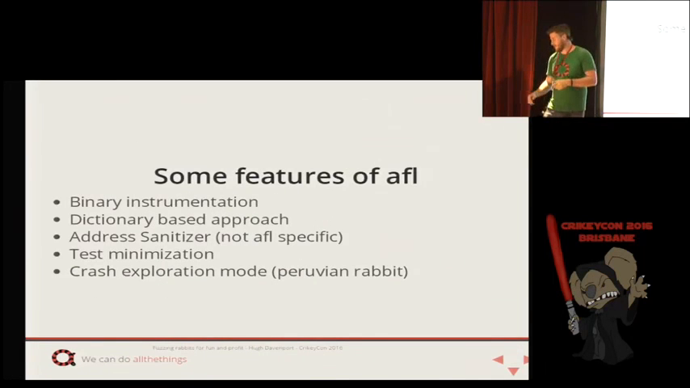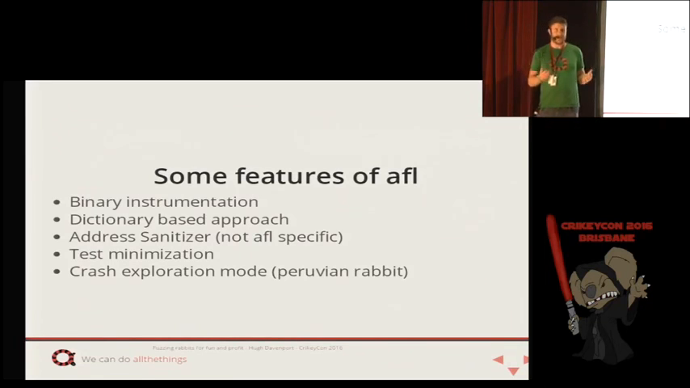So some features of AFL. There's the binary instrumentation that I've talked about earlier. There's the dictionary-based attack. There's address sanitizer, which isn't strictly AFL specific, but it's something that is very useful to run alongside AFL.